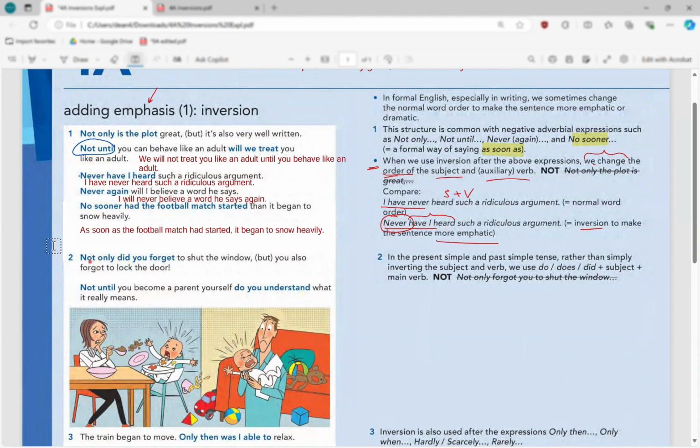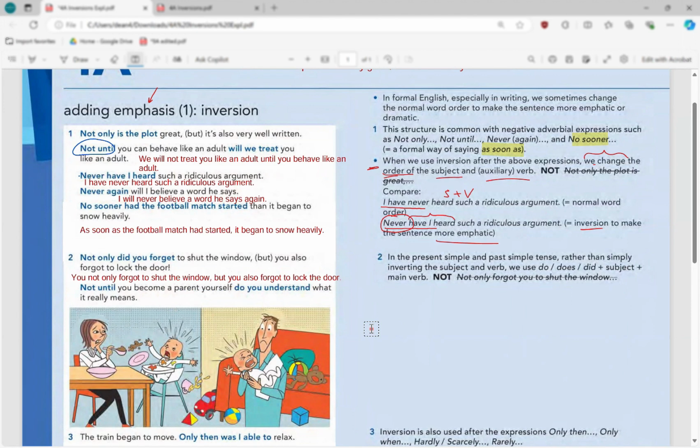Okay? Example: not only did you forget to shut the window, but you also forgot to lock the door. So, not only did you forget. Now, if I want to make the normal structure, I say you not only forgot. You see, I don't use did here now. I'm using the past simple, yeah? You not only forgot to shut the window, but you also forgot to lock the door.